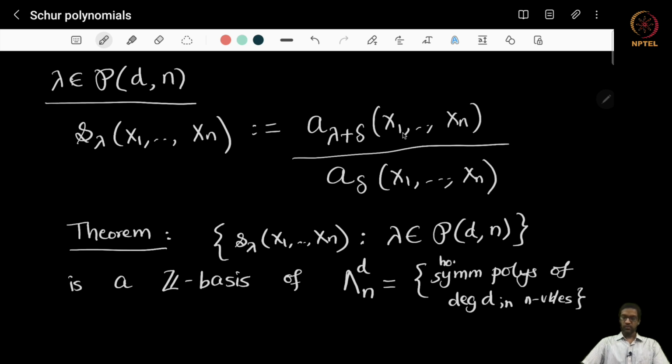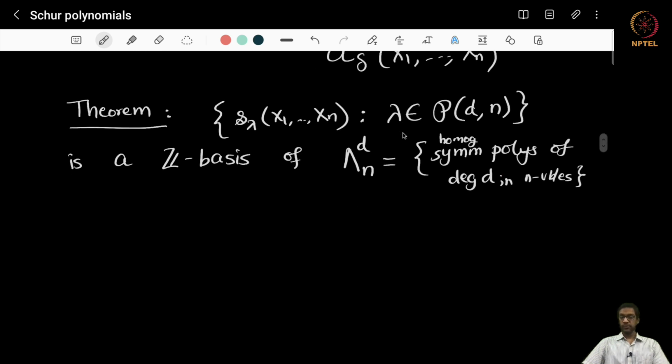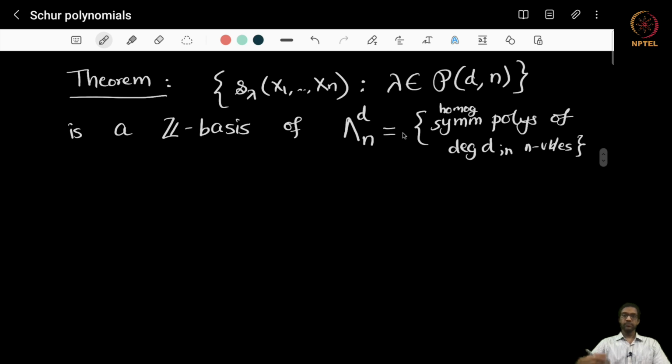Let's see how one proves this. The key is to observe that our definition of Schur polynomials is really in terms of the alternates. So we'll prove this by reducing it to a statement about the corresponding alternates. Here's a proof. Recall the following fact, which we proved in the lecture on alternates.